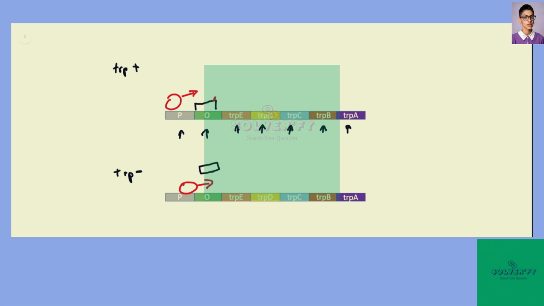Choice C, the repressor dissociates from the operator. Yes, that is absolutely correct. That's what's happening here. So choice C is correct. Choice D, RNA polymerase dissociates from the promoter. No, it does not. The repressor doesn't affect how the RNA polymerase is being recruited to the promoter by transcription factors. It only prevents the RNA polymerase from moving forward and transcribing.